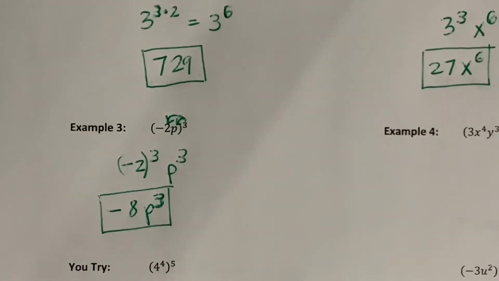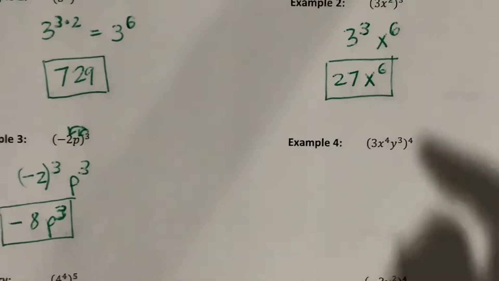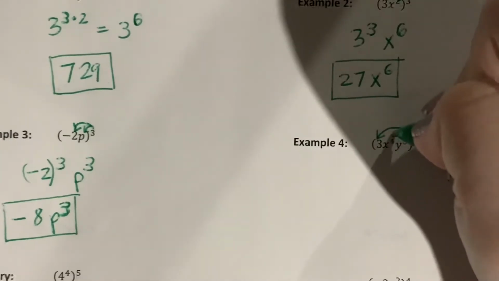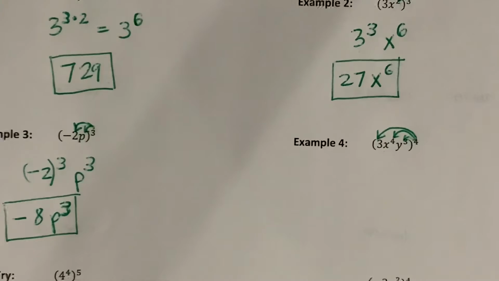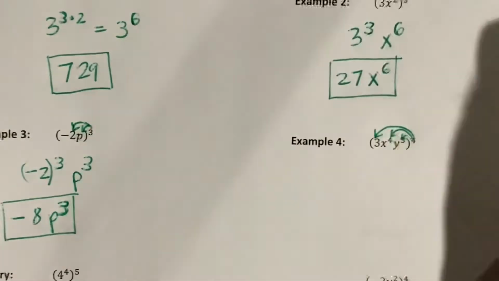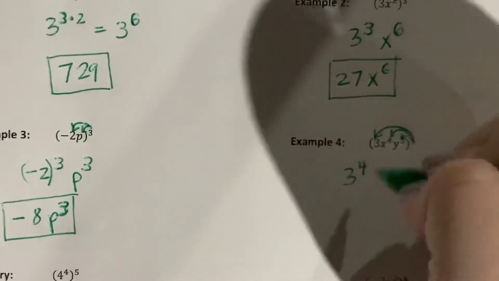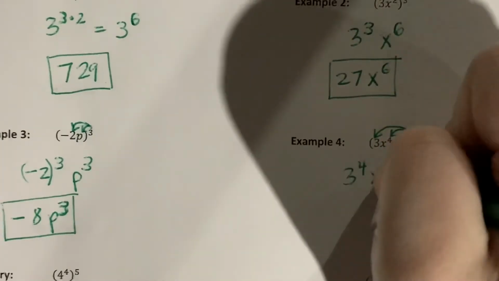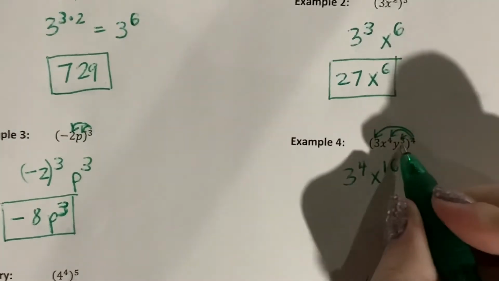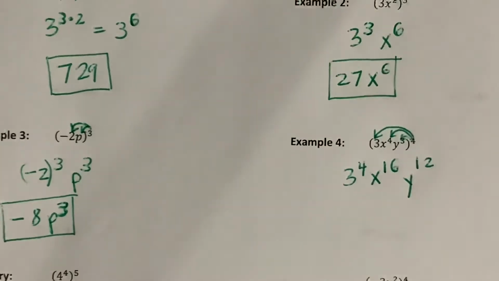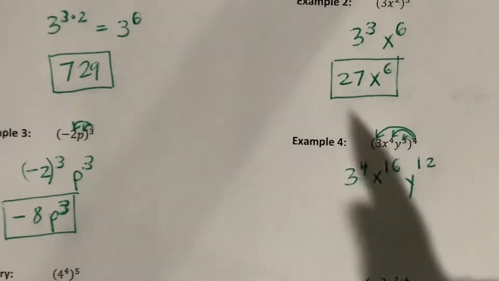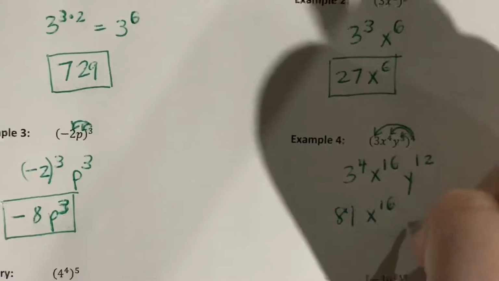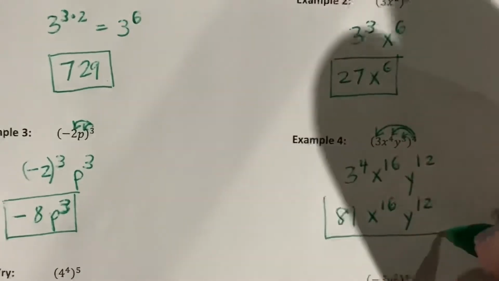And on my last example here, before some U-tries, I now have actually 2 variables, so I need to distribute this 4th power to the coefficient, to the x's, and to the y's. So I have to distribute it everywhere. So I'm going to have 3 to the 4th power, x to the 4th power raised to the 4th power, so 4 times 4 is 16. And then for my y's, 3 times 4 is 12. The only piece I can do in my calculator is 3 raised to the 4th power. That gives us 81. So I have 81 x to the 16th y to the 12th as my final answer.